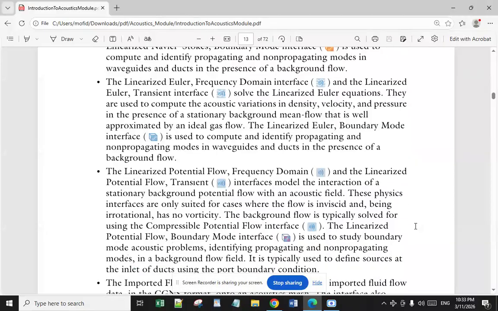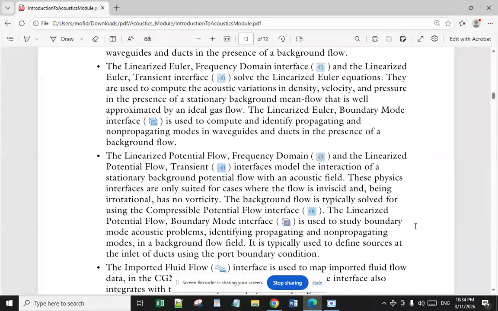The linearized Euler frequency domain interface and the linearized Euler transient interface solve the linearized Euler equations. They are used to compute the acoustic variations in density, velocity, and pressure in the presence of a stationary background mean flow that is well approximated by an ideal gas flow. The linearized Euler boundary mode interface is used to compute and identify propagating and non-propagating modes in waveguides and ducts in the presence of a background flow.